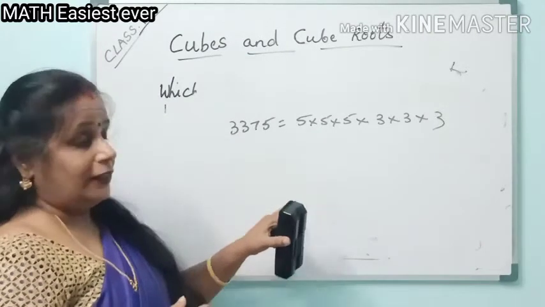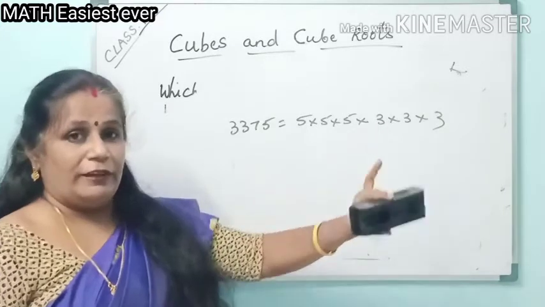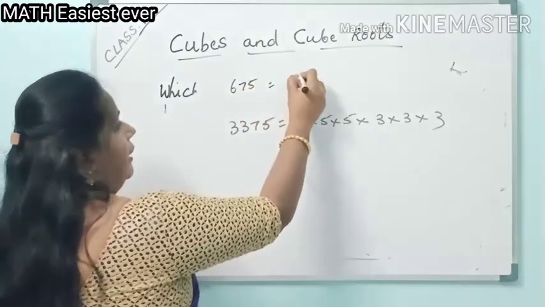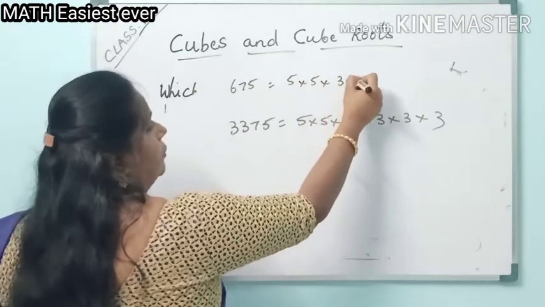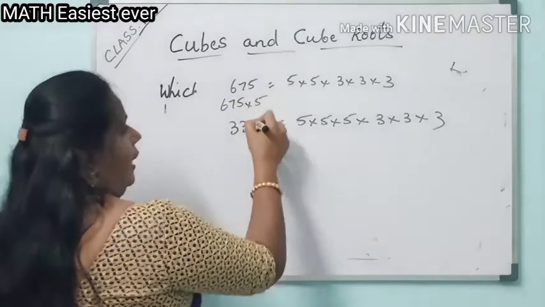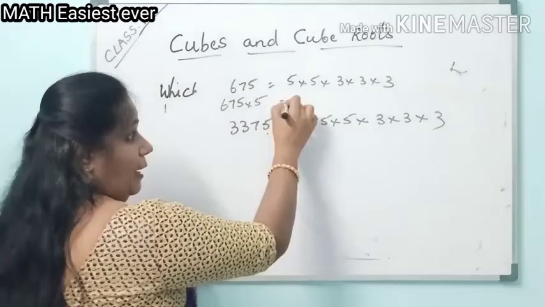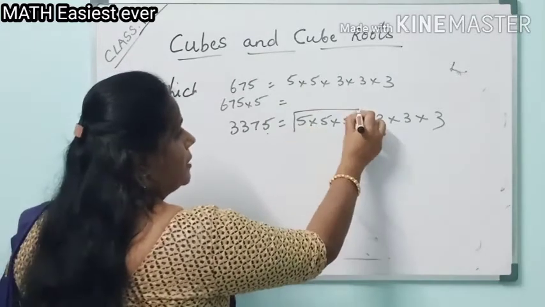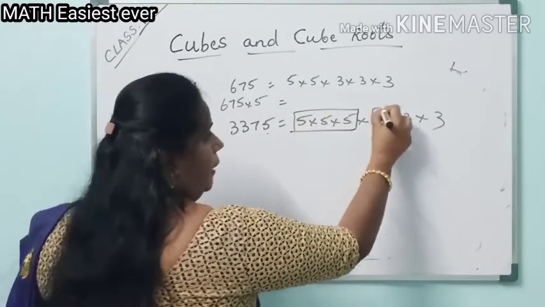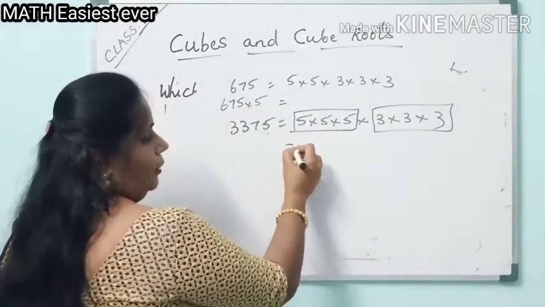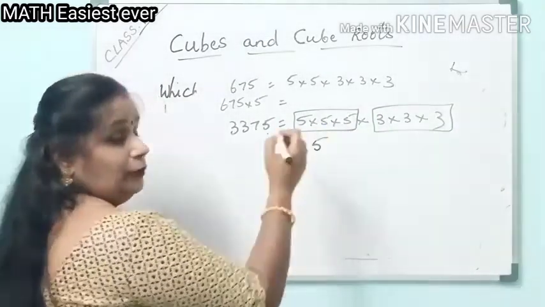3375, when you prime factorize, you will get 5 into 5 into 5 into 3. So, after doing that, 675, you got 5 into 5 into 3 into 3 into 3. Multiply 675 by 5 and you get 3375. That same 5 you have to multiply on the other side also. So now you can group these: 3 5s make one group, 3 3s make one group. So from 3 5s you take 1 5.